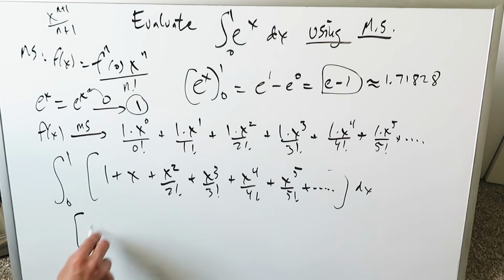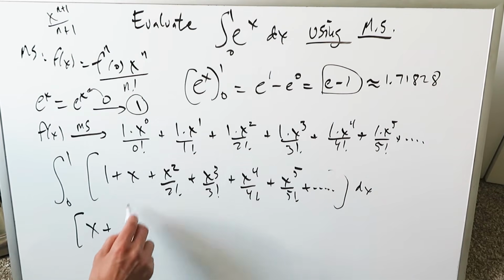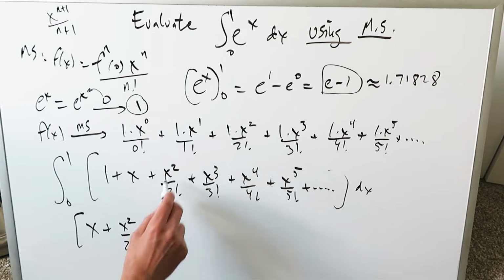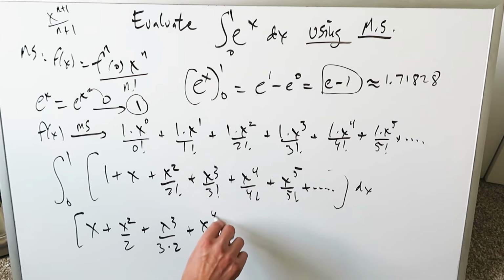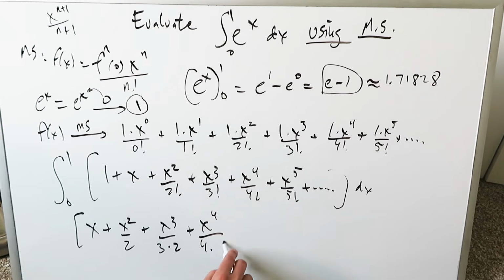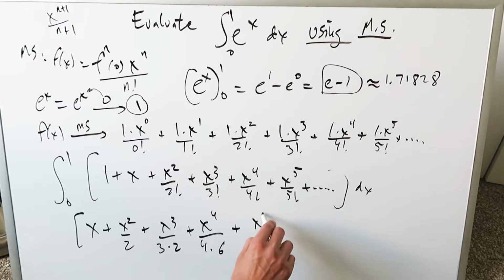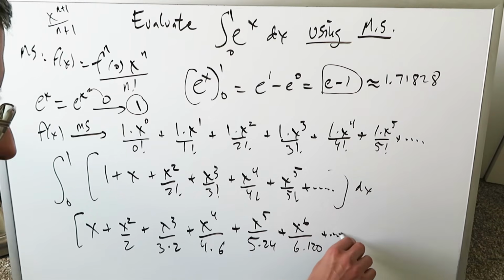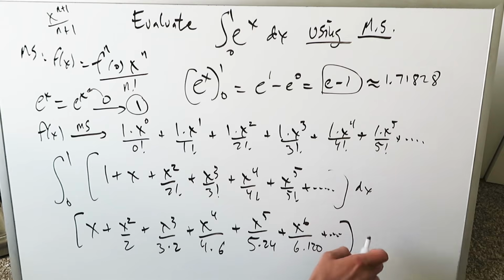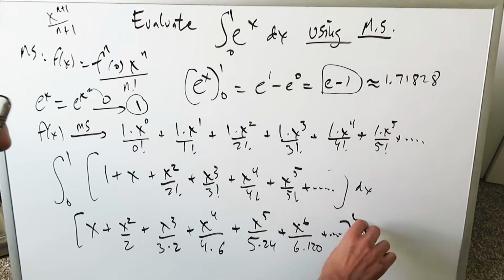When you integrate, this one will become an x, this here will become an x squared over 2, this here will become x cubed over 3 times 2 factorial, which is just a 2, this here will become x to the 4 over 4 times 3 factorial, which is a 6, plus x to the 5 over 5 times 24, and now you're getting the idea, plus x to the 6 over 6 times 120, on and on. And then you would put a 1 and you'd put a 0 into these.